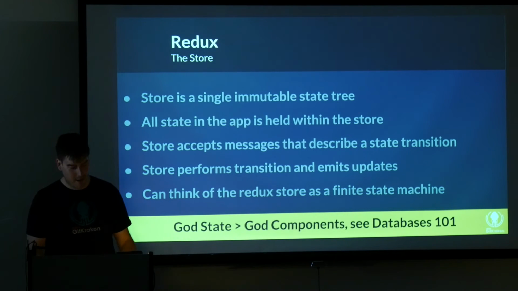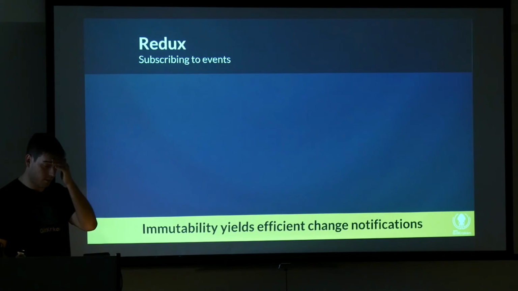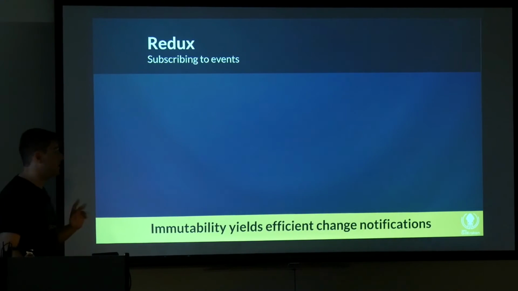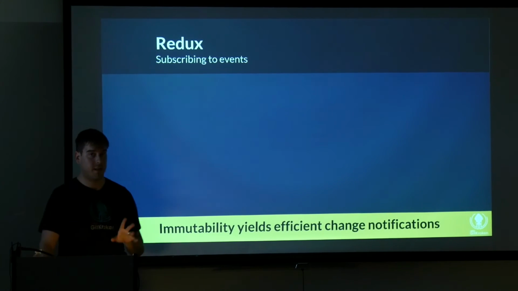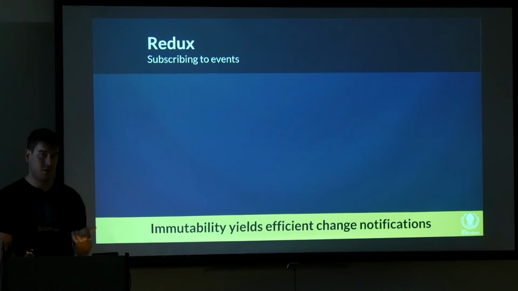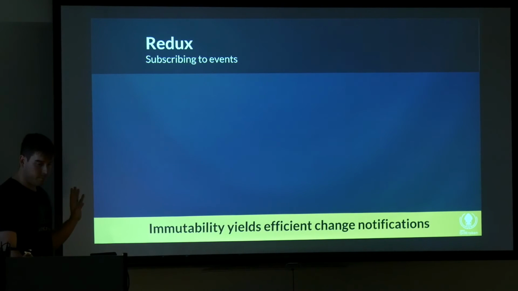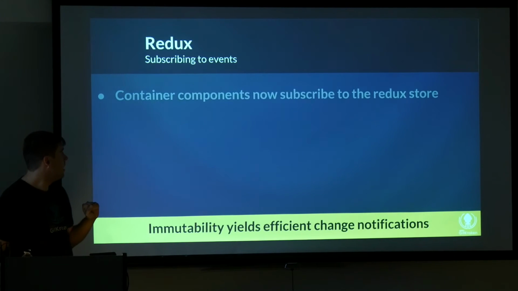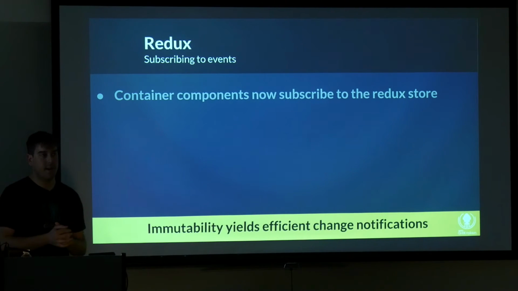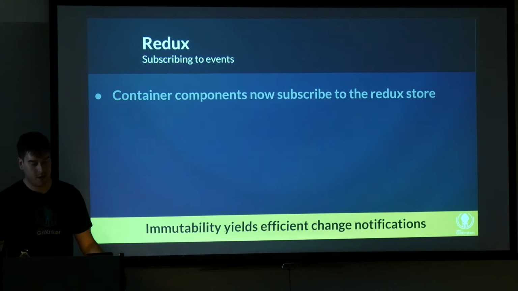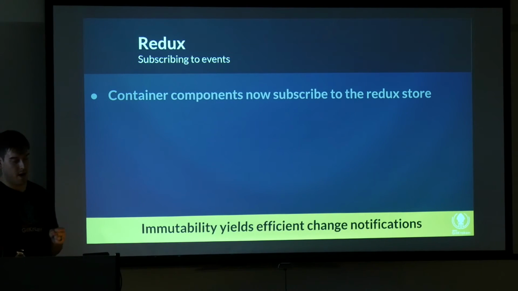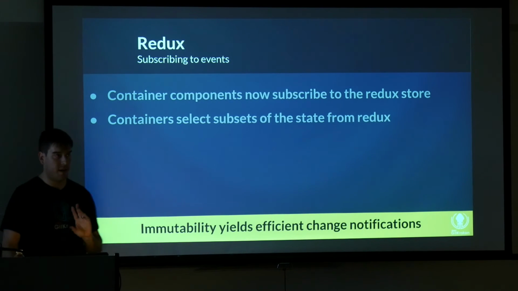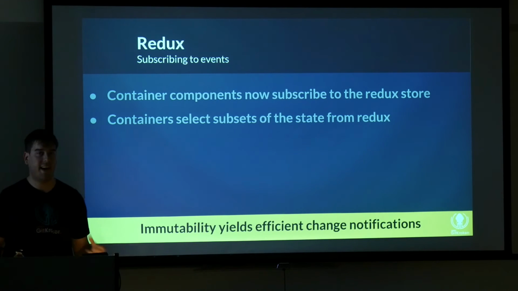There's always one. I mean, you can have multiple, but let's describe how container components are going to work now. So we now have this God component that has all the state and emits changes whenever an update occurs. And so what we're going to do is organize around those events now. In our container components, we're going to subscribe to the Redux store, and we're only going to listen to subsets of that state. So we're going to select out paths in the state.